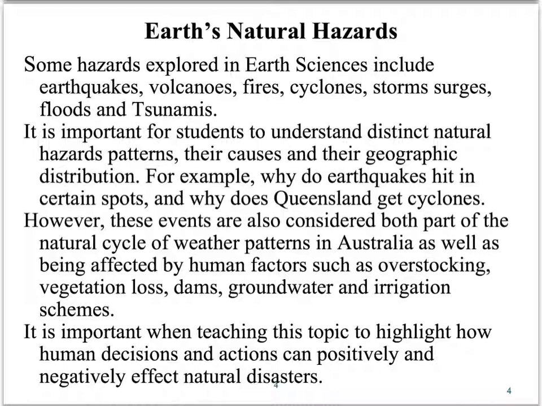It's important for students to understand the distinct natural hazard patterns, their causes and their geographical distribution. For example, why do earthquakes hit in certain spots, and why does Queensland get so many cyclones? However, these events are also considered to be part of the natural cycle of weather patterns in Australia, as well as being affected by human factors such as overstocking, vegetation loss, dams, groundwater and irrigation schemes.